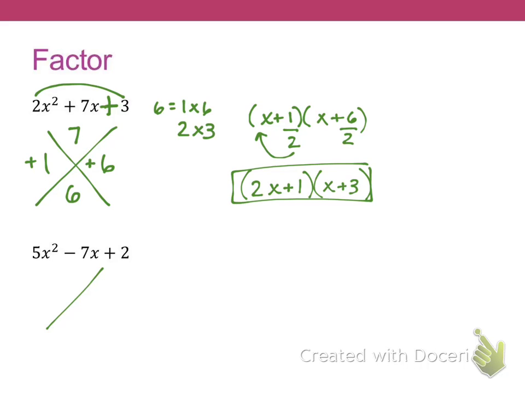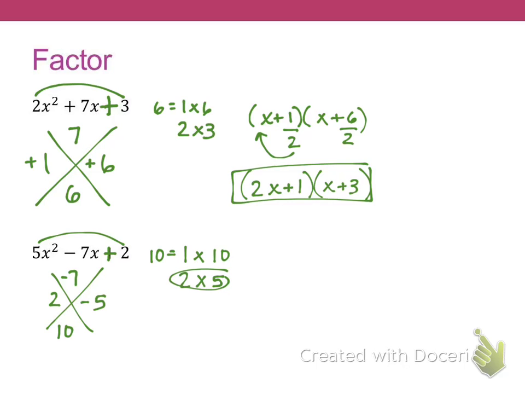Okay, next one. -7 goes up top. 5 times 2 is 10, so I list the factors of 10: 1 times 10, 2 times 5. Which ones add to give me 7? 2 and 5. But I look, 7 is negative, so I have to remember 2 is negative, 5 is negative. So we're going to do x minus 2 and x minus 5.